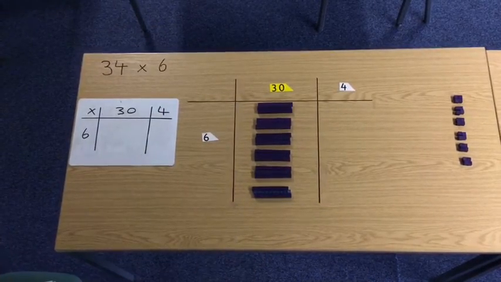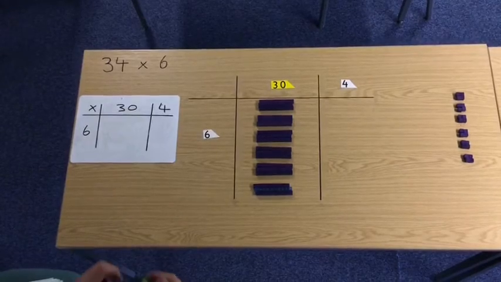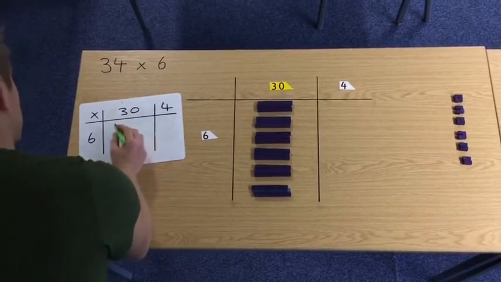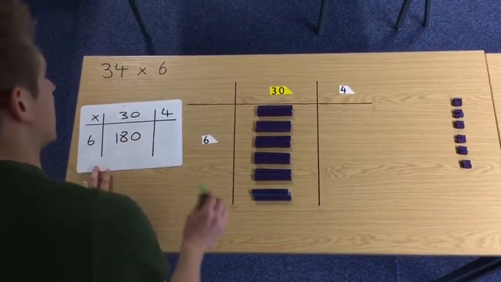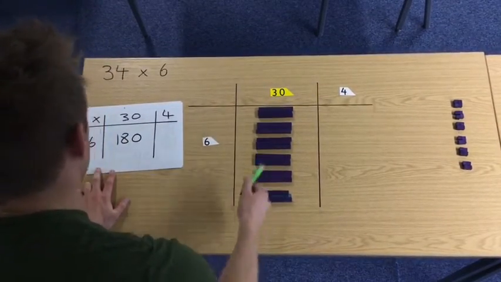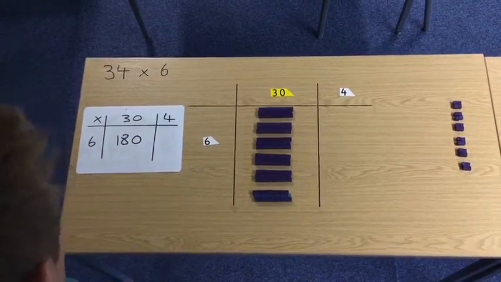So from this we can see that the answer to 30 times 6 is 180, which I'll be writing beside it so that children can link the iconic, the enactive and the symbolic together.